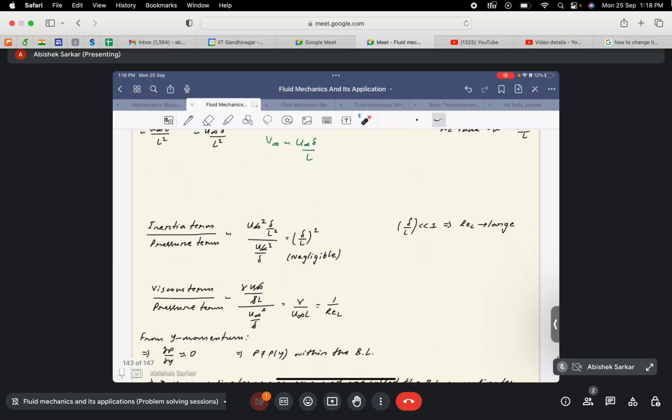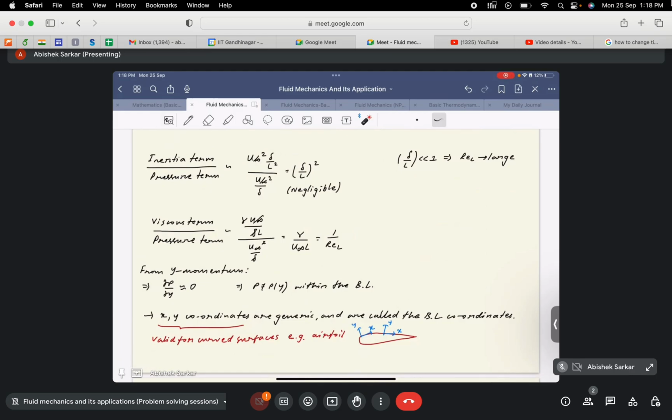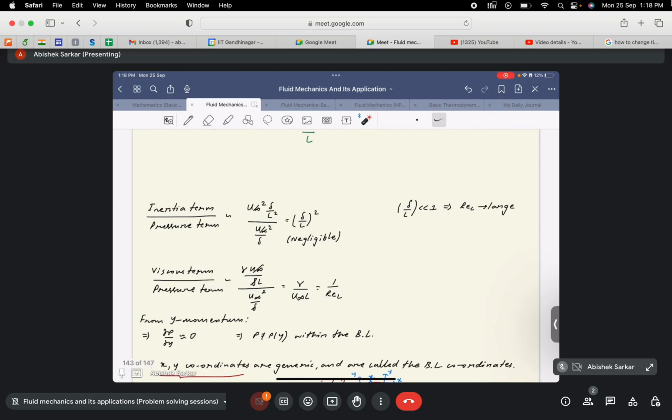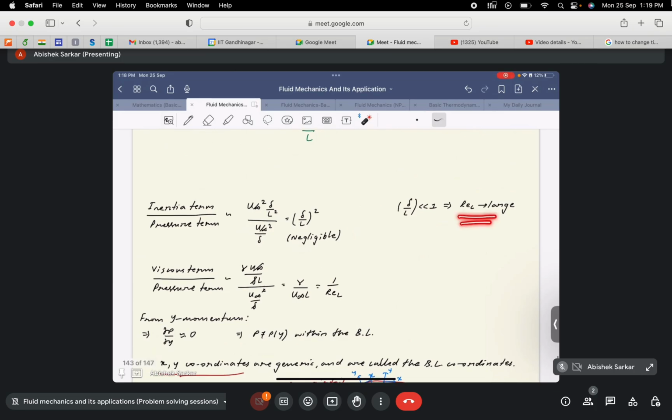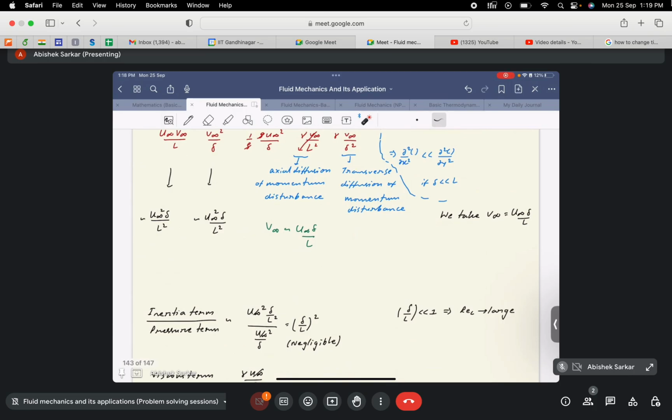Now we again take the ratio of the viscous term and the pressure term. Once we do that, we get that the ratio of the viscous term and the pressure term gives us the Reynolds number; the ratio is equal to 1 by Reynolds number. Now we take one more assumption, that the Reynolds number is also large in the case of boundary layer theory. Right now, δ by L being much less than 1 and Reynolds number being very large may seem like two different approximations. Right now you can also consider these to be two different approximations.